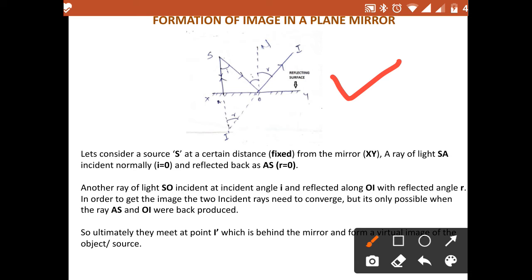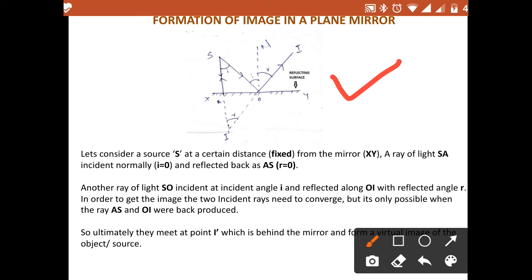Then after incidence, it gets reflected with an angle of reflection, or reflected angle, r. Both rays are going upward, so they don't meet in that direction in any way. There is no chance of meeting of the two rays AS and OI' in the upward direction because they are going in separate directions.